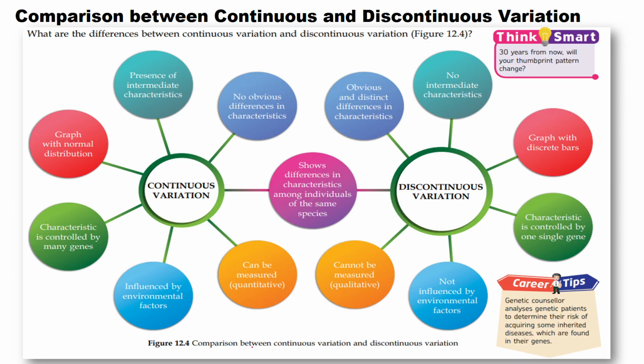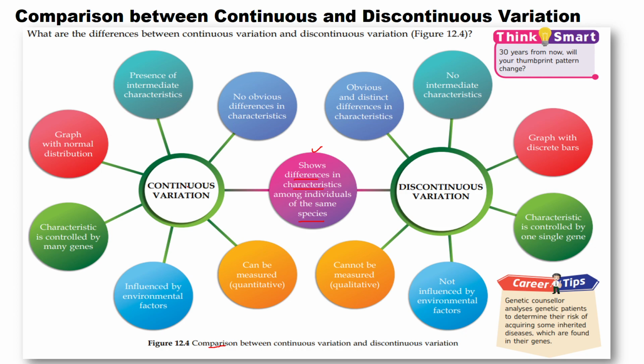So this figure shows the comparison between continuous and discontinuous variation. First, let's look into the similarity, where these two types of variation show differences in characteristics among the individuals of the same species. Now let's look at the differences. It will be much easier if you remember the examples. Therefore, you can compare the differences easily. You can remember it easily.